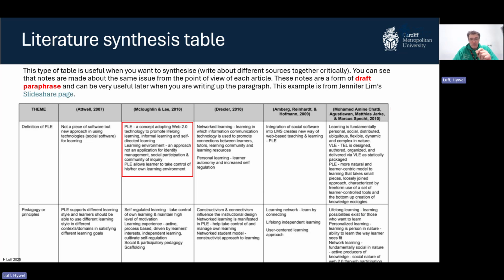And the other point to point out very strongly here is that you're not copy and pasting into these tables, you're writing it out in your own words. So it's always important in your notes to be drafting your paraphrases, beginning to do that paraphrasing process. Okay. So if you're not familiar with the concept of paraphrasing, this is where you are saying the person's idea in your own words.